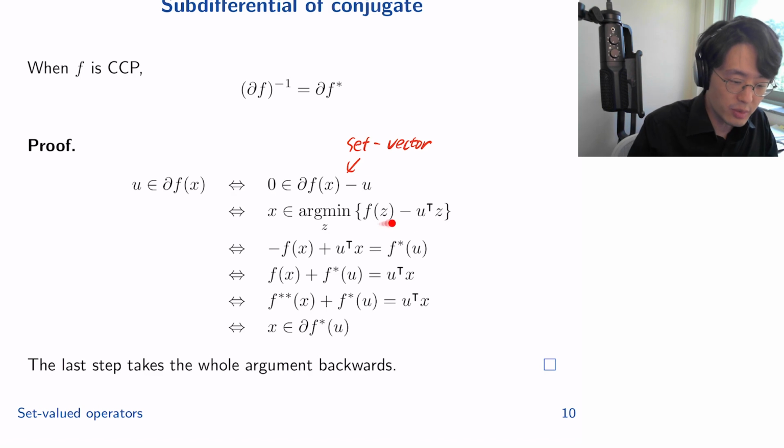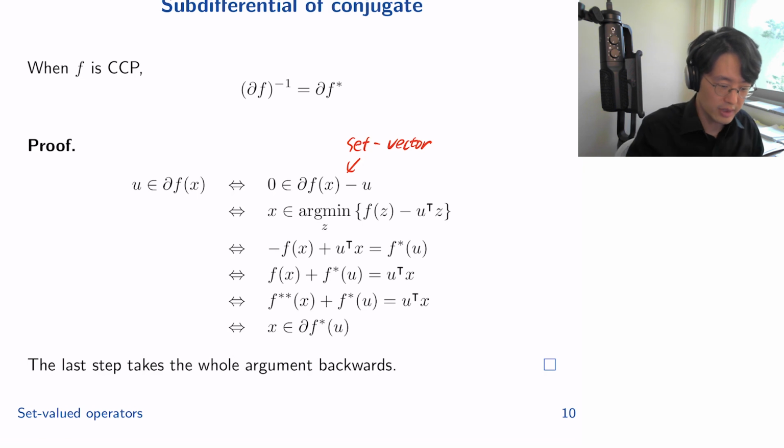But this optimization problem is somewhat familiar. It is the optimization problem that defines the conjugate function f star. In particular, the infimum of this quantity with respect to z is equal to minus f star. To put it differently, if we plug the minimizer x into this expression, up to the sign flip, that is equal to the conjugate function f star evaluated at u.